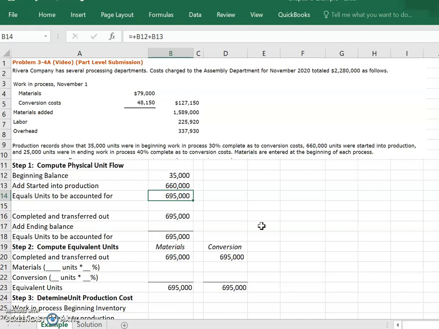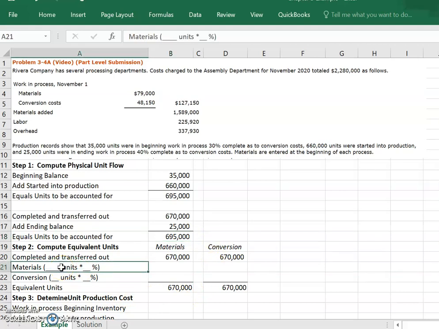So when I go and back out, remember I'm trying to make sure that these two numbers agree. But what I need to add in here is my ending balance. My ending balance was 25,000 units, which will then change that completed and transferred out number to 670,000 units. This shows my total complete, 100% complete units. Then I can go down to step 2.